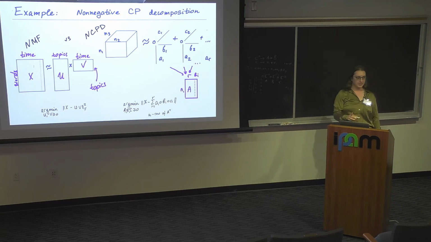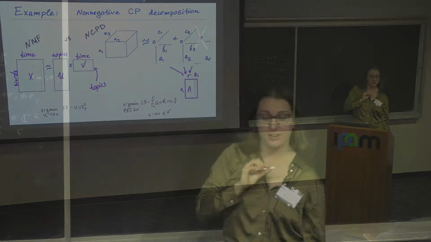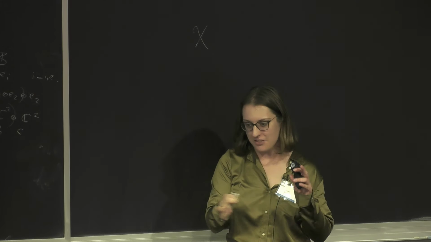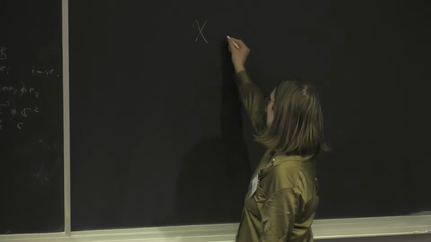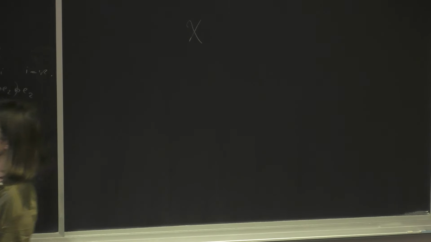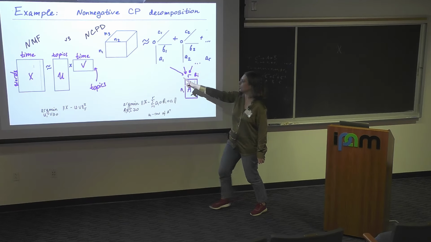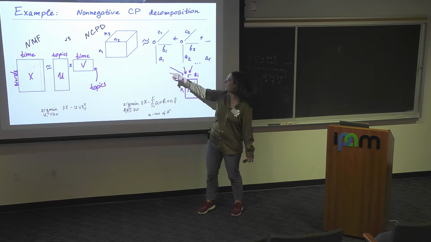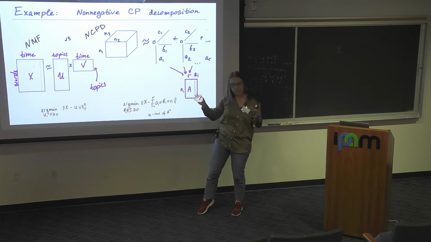This is a low-rank tensor decomposition. CP can stand for CANDECOMP/PARAFAC, or there are other ways to say it. But the point is that's exactly what's written here. It's one of the low-rank decompositions for tensors. You might have a 3D tensor here. It doesn't have to be non-negative in general.